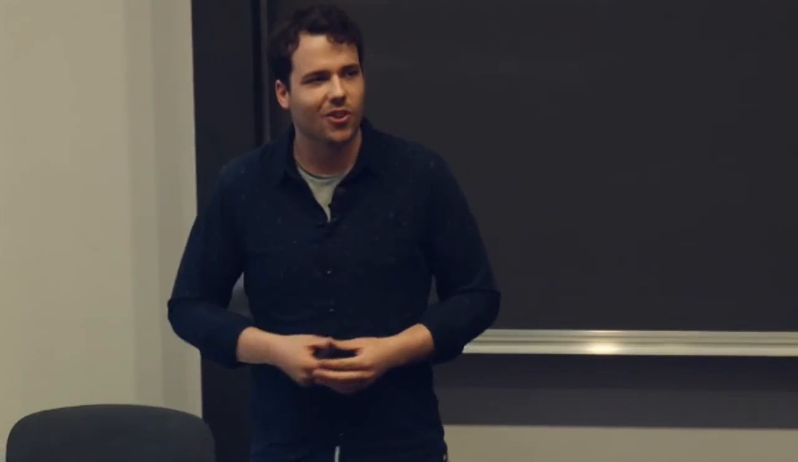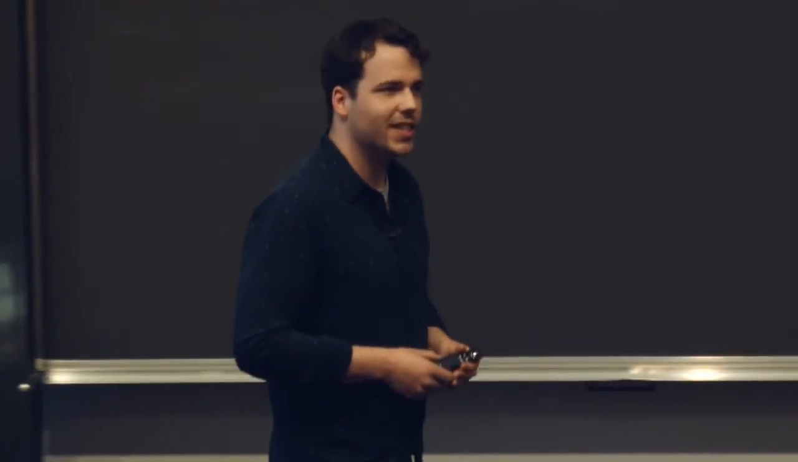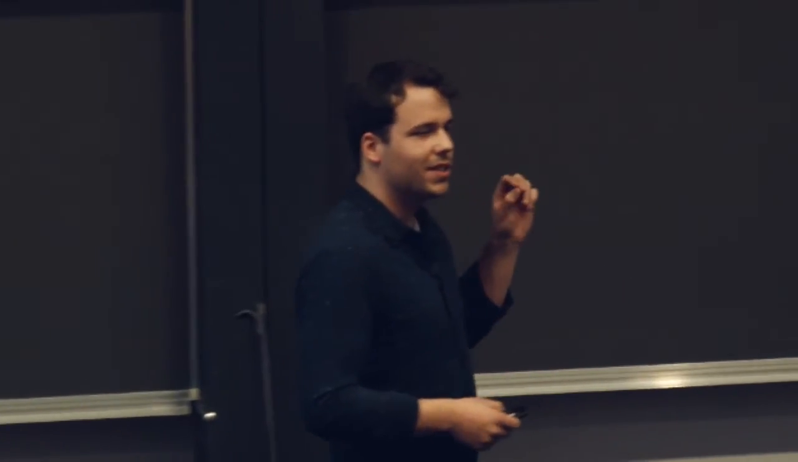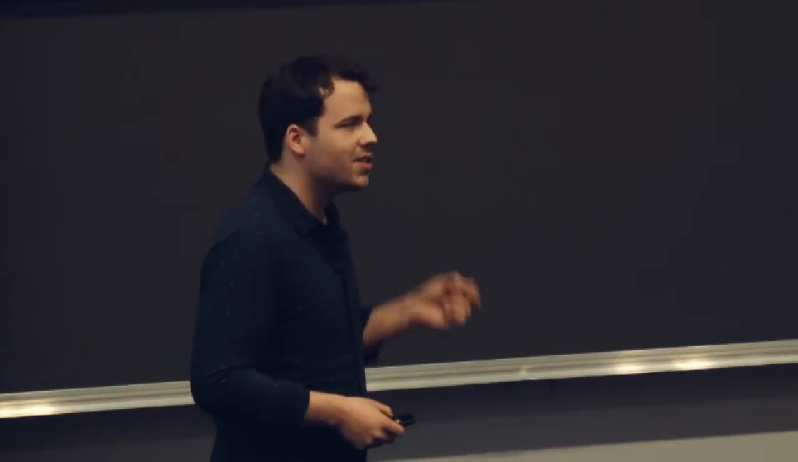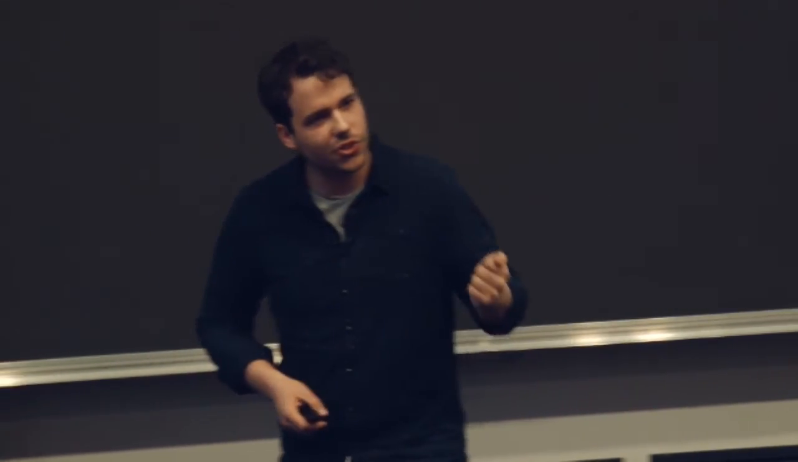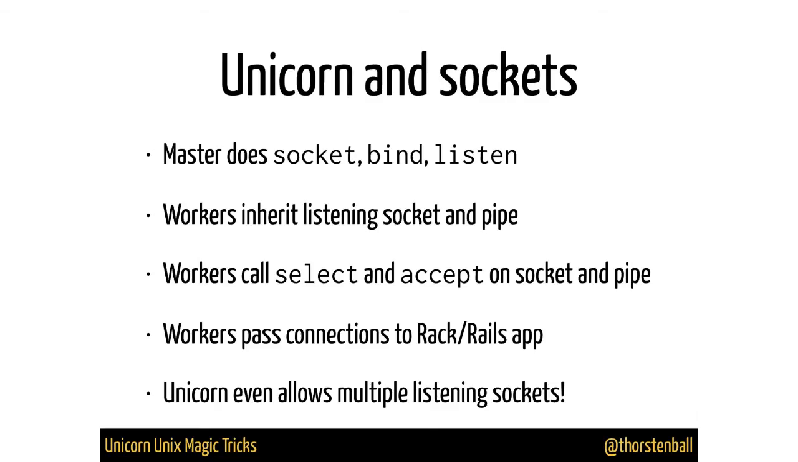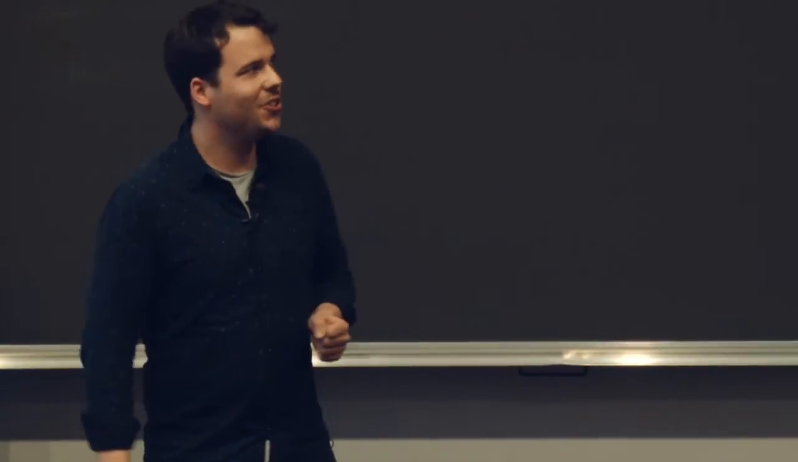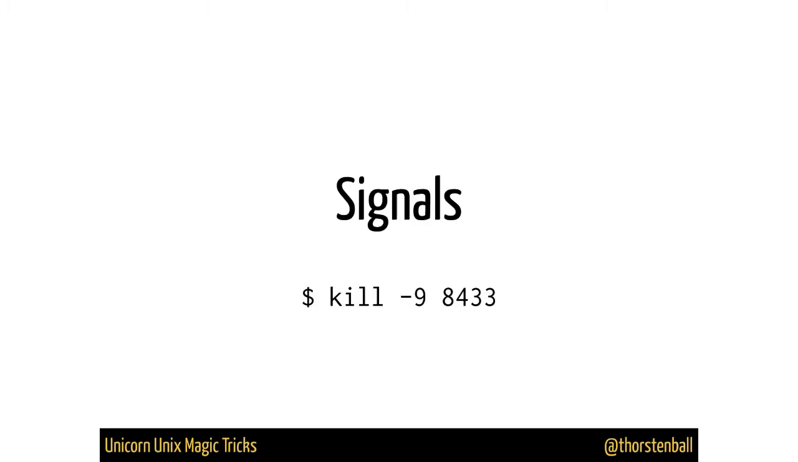And this allows Unicorn to have more than one listening socket. You can tell Unicorn to listen on port 8000, 9000, 7000, and Unicorn doesn't have to change anything. There's no switch statement, no if statement in there. It's the same architecture. Unicorn just uses io.select and forks off a bunch of workers which are going to call io.select on the different sockets and on the pipes. That's pretty easy, again. So, another huge Unix topic, signals.